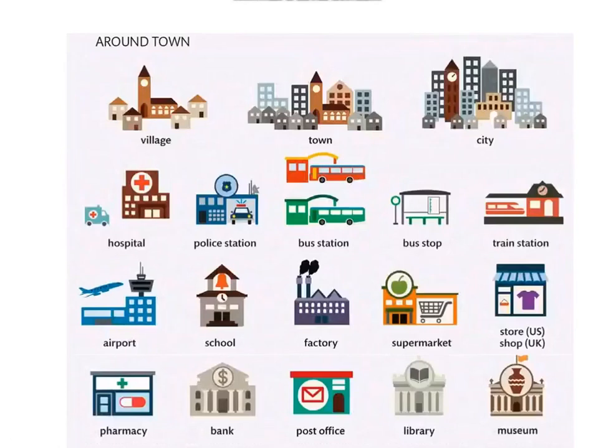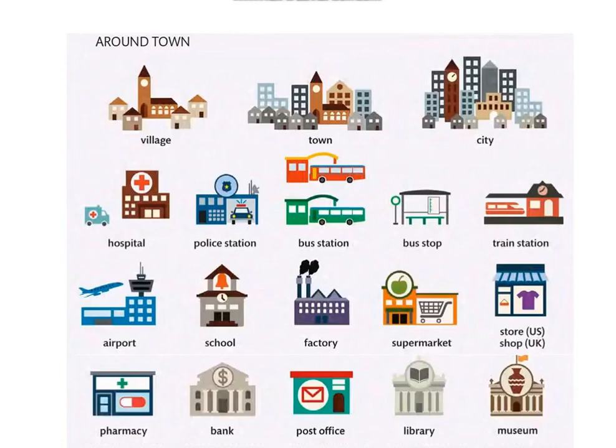We have village, the village. Then we have town, like a small town, where of course there is more population than the village. City, which is the city. Hospital. Police station. Bus station.